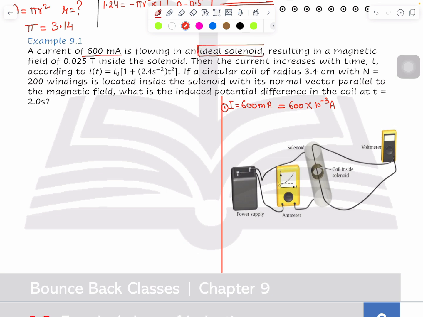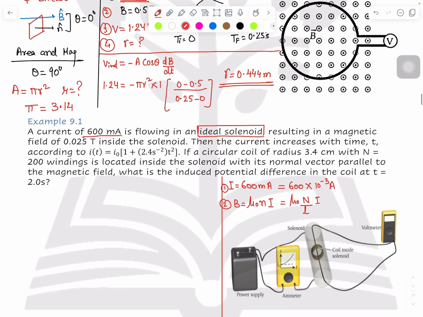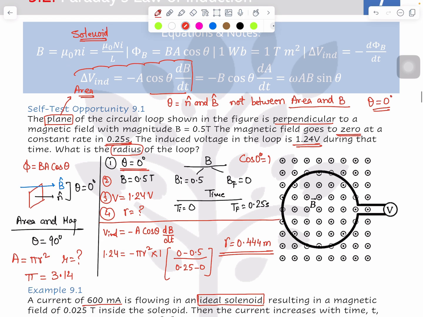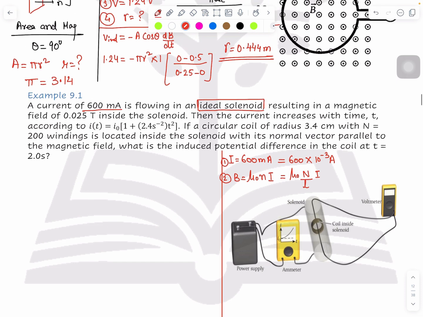Is flowing in an ideal solenoid. Okay, guys, in terms of a solenoid, you should know the formula. B is equal to mu naught N times I, where N is capital N by L. Mu naught capital N by L times I. I have already given it here also for you guys. See, this is for the solenoid. Mu naught small n I, or mu naught capital N I divided by L. Fine. Okay, resulting in a magnetic field.